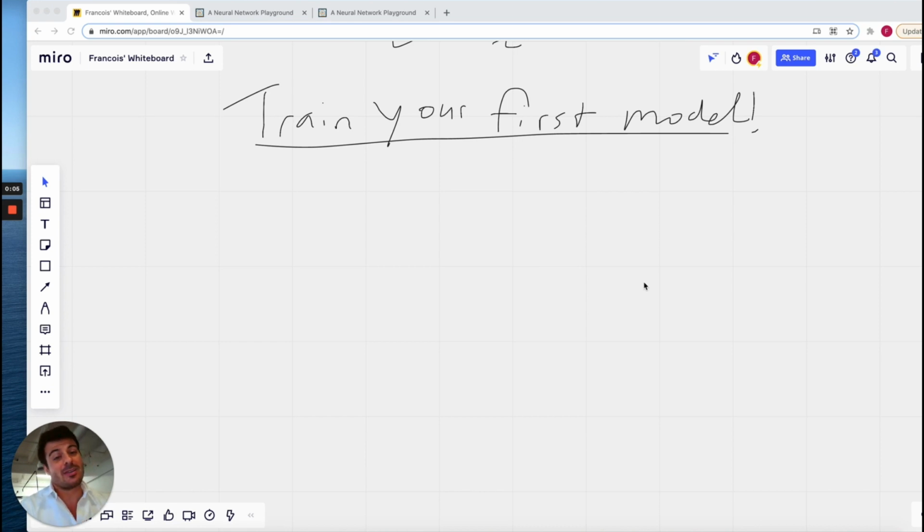In this course, this is a very exciting course. You are going to train your first deep learning model. You're going to say, Francois, there's no chance you're going to get me to do this. I'm telling you, you're going to be able to do it, and it's going to be really, really cool.